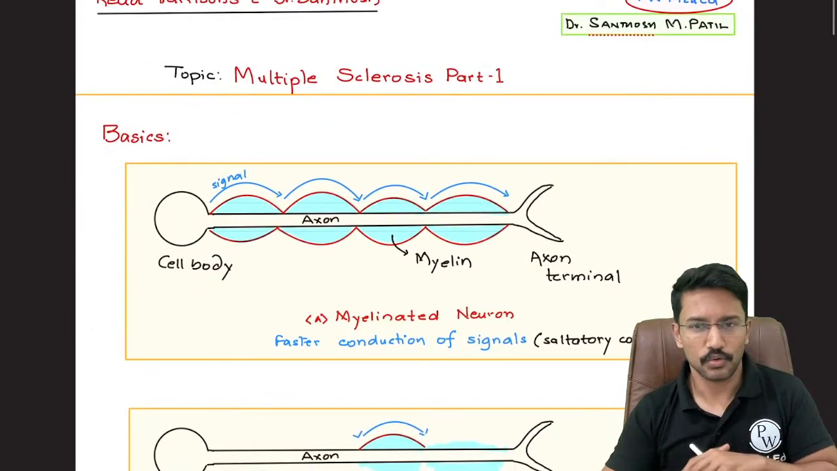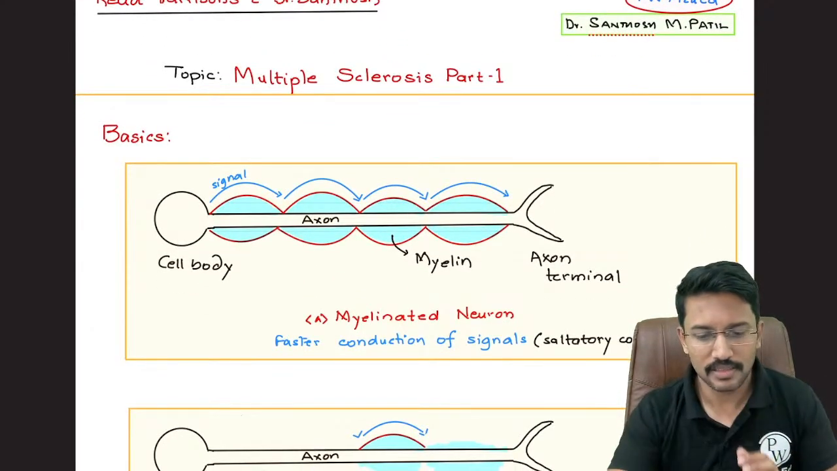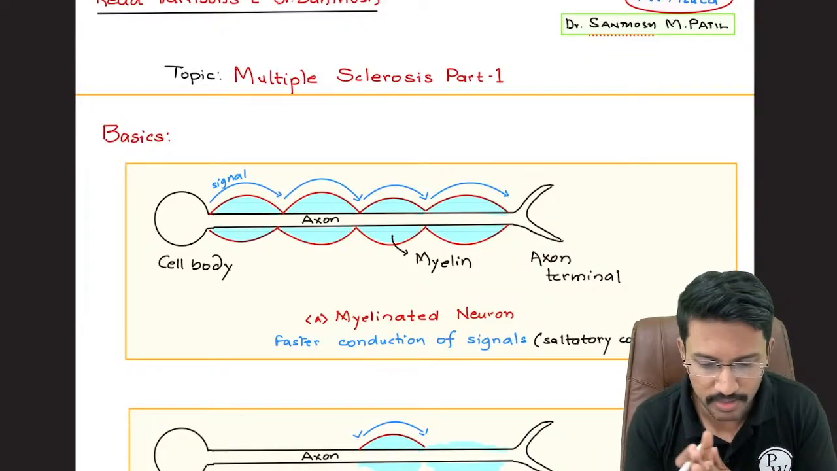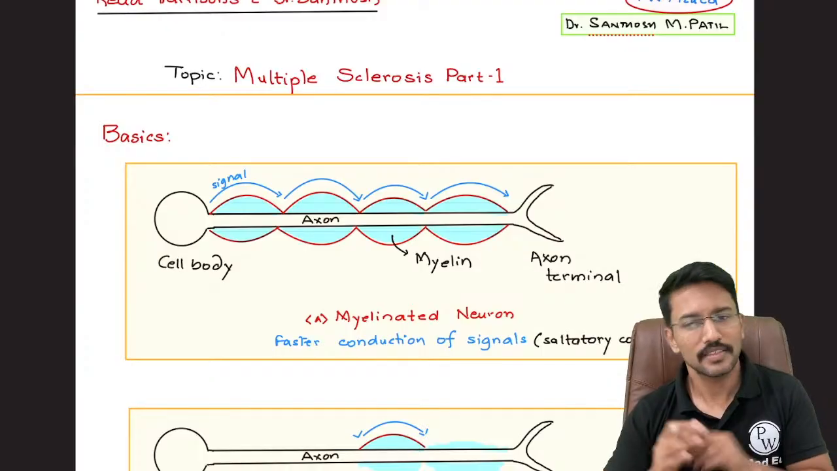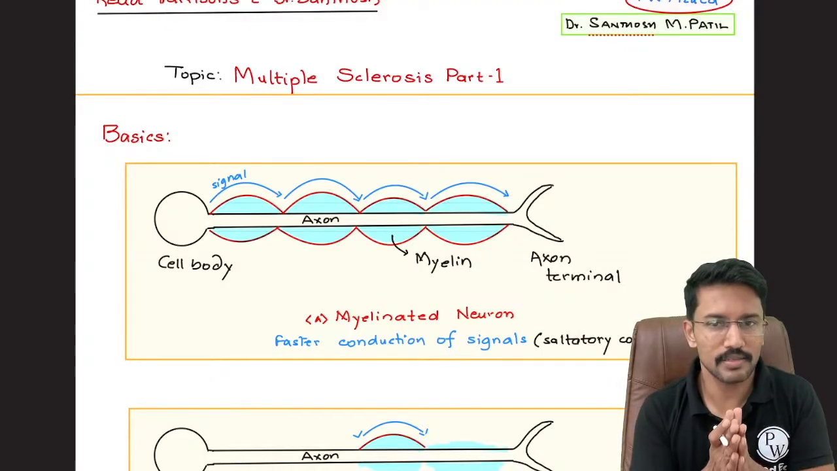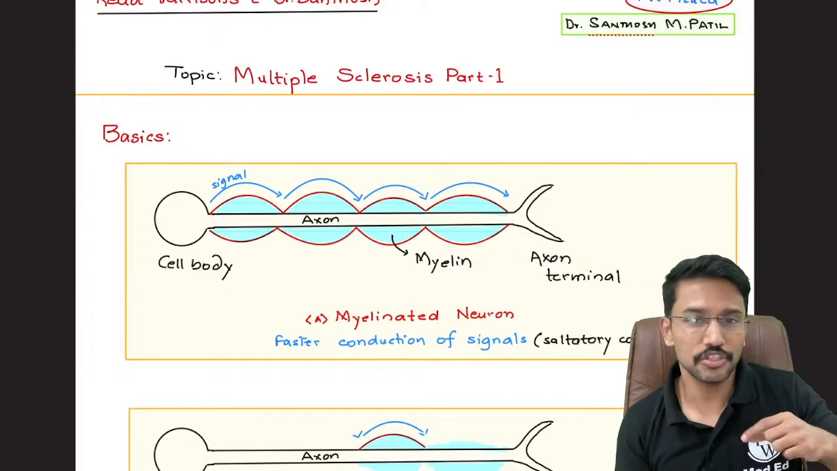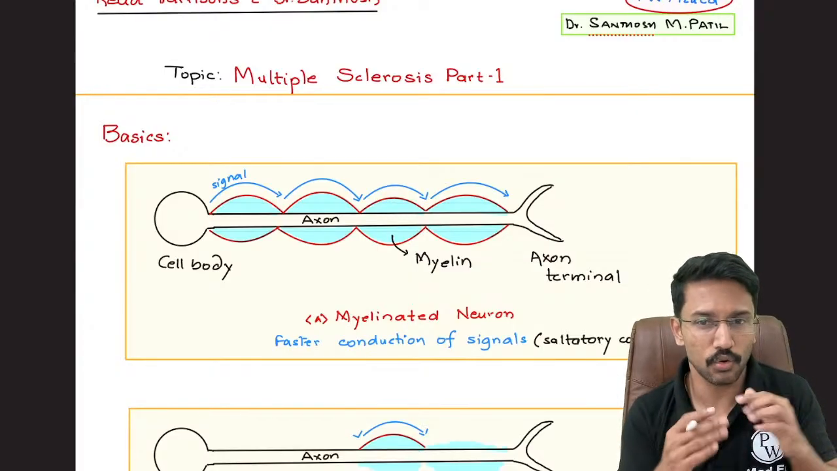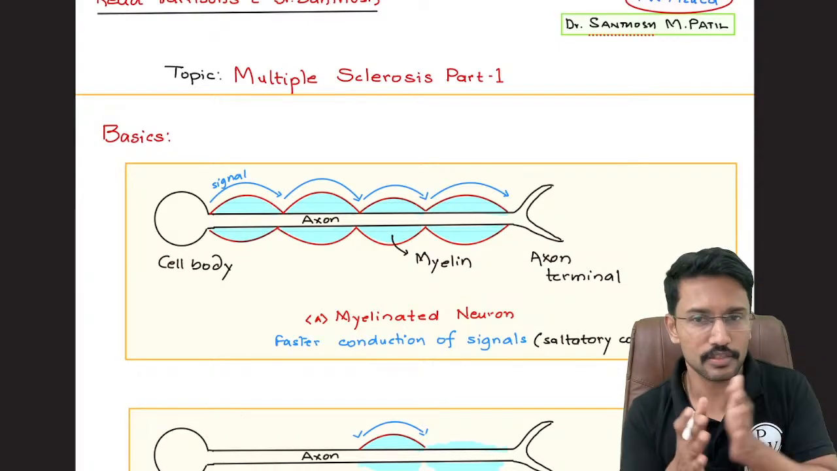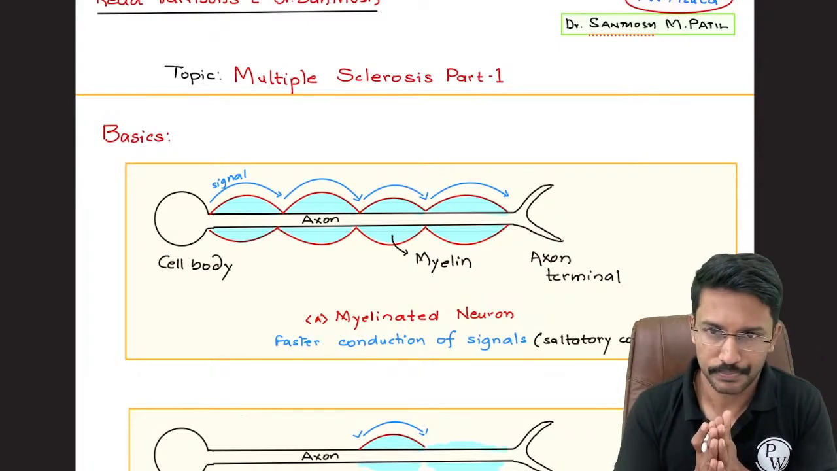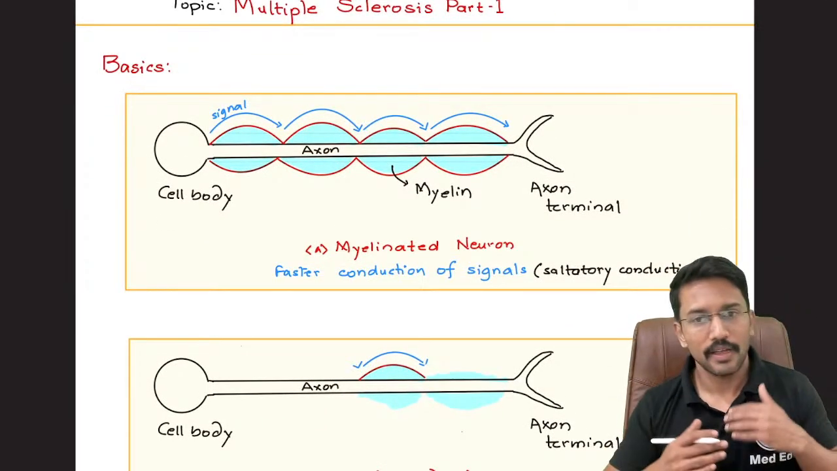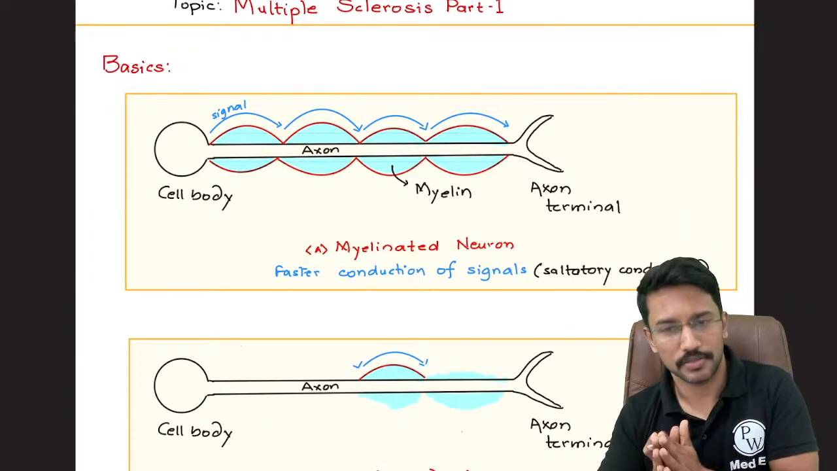What is multiple sclerosis? The simplest answer anybody can give when someone asks what is multiple sclerosis is: this is a demyelinating disorder affecting the central nervous system. What does that mean? It is a disorder where the myelin sheath, which is present around the neurons, is getting damaged. And the disease is predominantly affecting the CNS, not the peripheral nervous system. Right? Now, why is the myelin sheath important for us? Because the myelin sheath helps us to conduct the impulse faster.